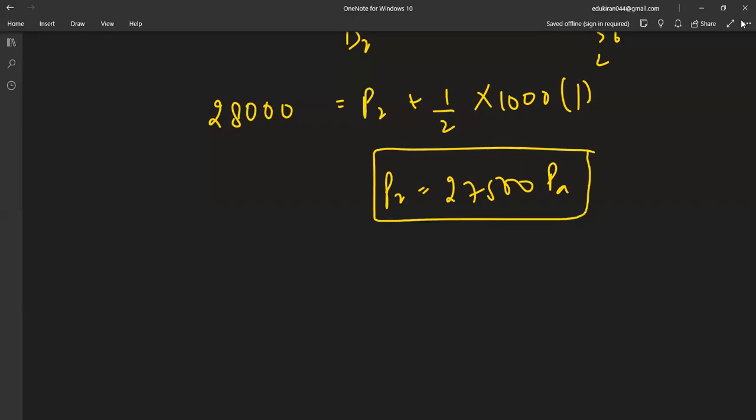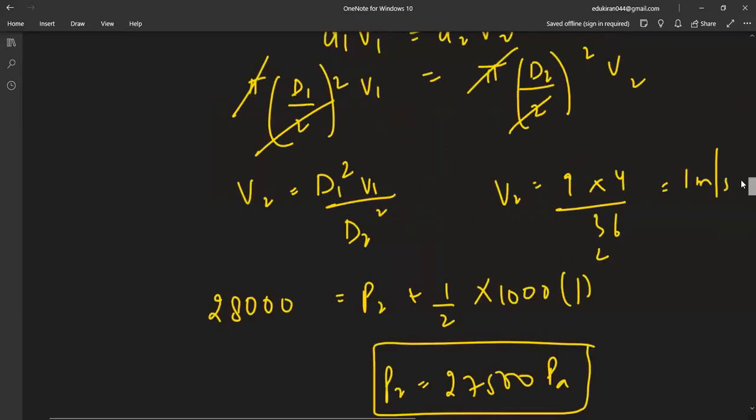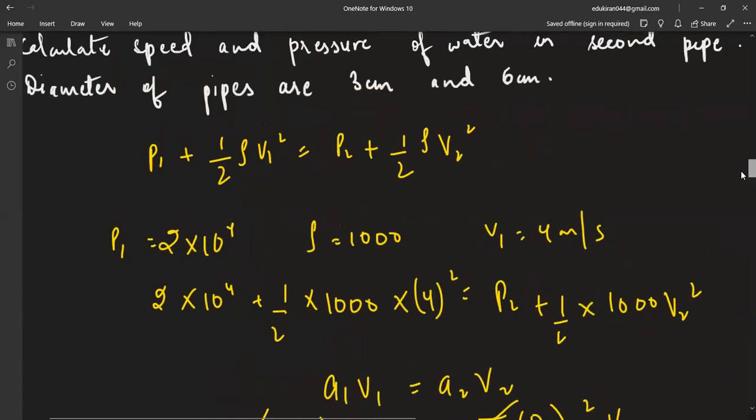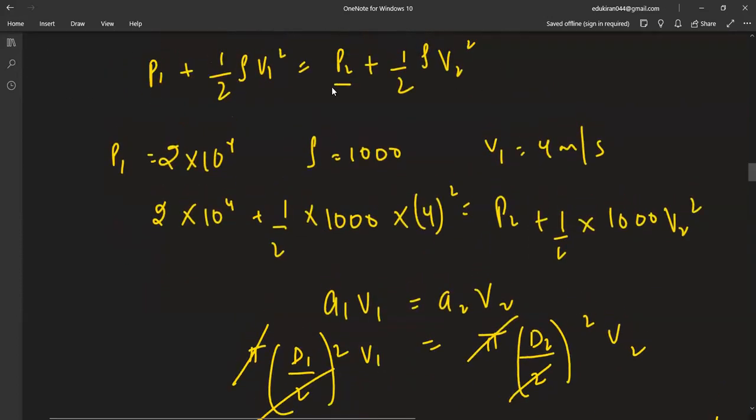That is it. Using equation of continuity, we have found out velocity. Using Bernoulli's theorem, we have substituted the value to get the pressure. These were the unknown quantities. Write it down.